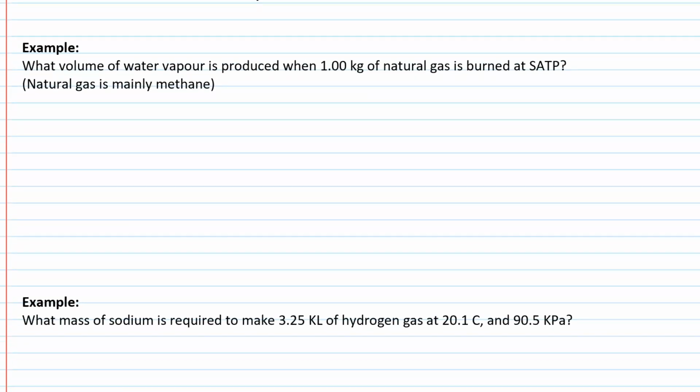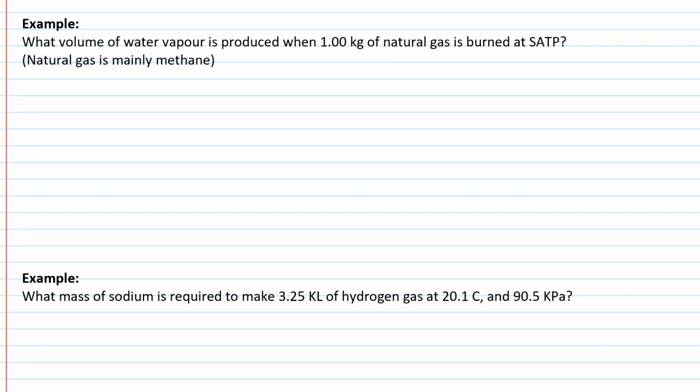Okay, so let's take a look at our first example. What volume of water vapor is produced when 1 kilogram of natural gas is burned at SATP, with natural gas being methane? So step 1 is write the balanced chemical equation. Methane, which is CH4, is going to combust with oxygen, O2, and it will produce, this is a combustion equation, always it will produce carbon dioxide and water vapor.